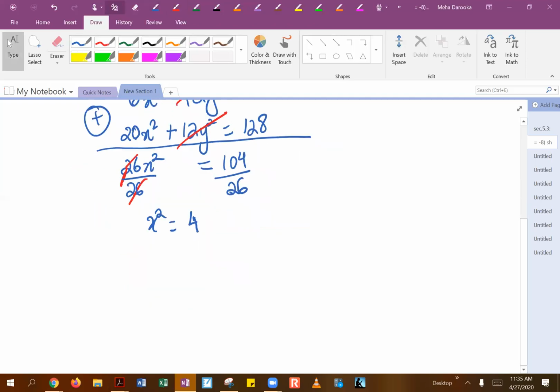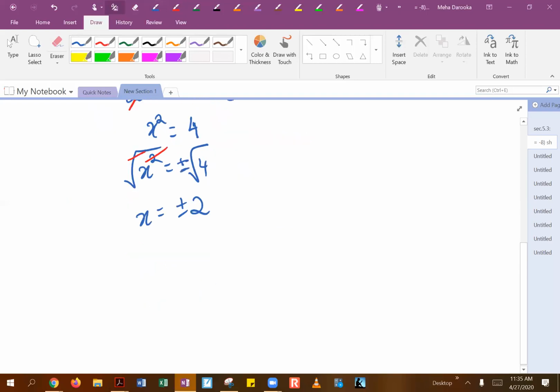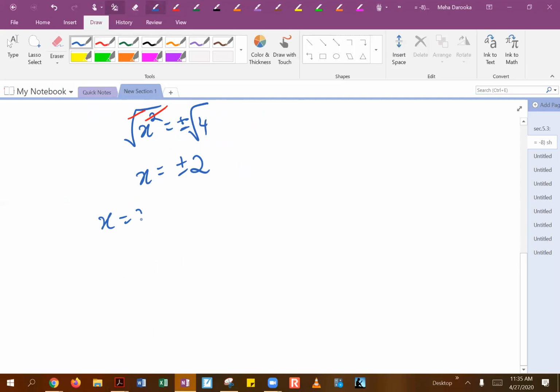Now, of course, our ultimate goal is to get x by itself, which means we end up taking a square root on both sides, which will give us one positive, one negative root, and you get x equals plus or minus 2. So you're actually getting 2 answers. There we go. For x, and then 2.